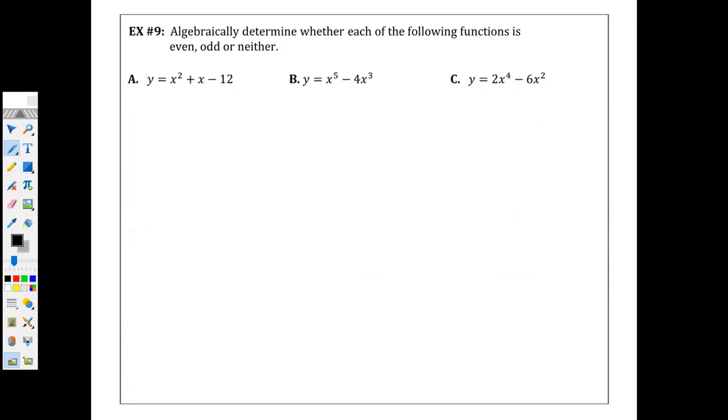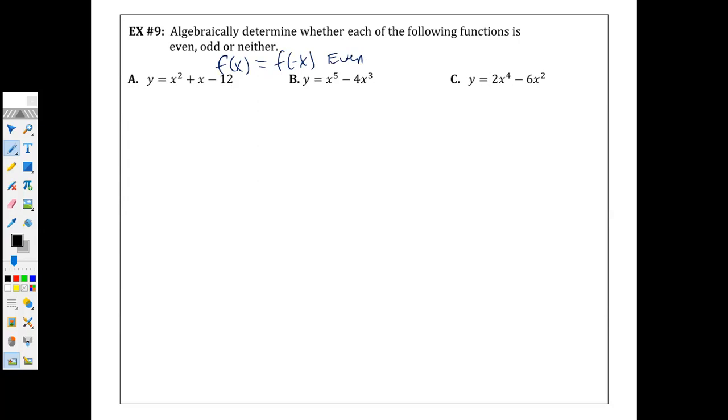Algebraically means we're not using a graphing calculator. Algebraically means that we're going to do it by hand. So algebraically, what you're testing for is, how is your negative x performing? If your negative x is producing a value that's the same as your positive x, then we are even. So I'm going to write it out. If f of x equals f of negative x, then it is even. That's because you're saying if my opposite x's make the same value, then it is an even function. Does that make sense?